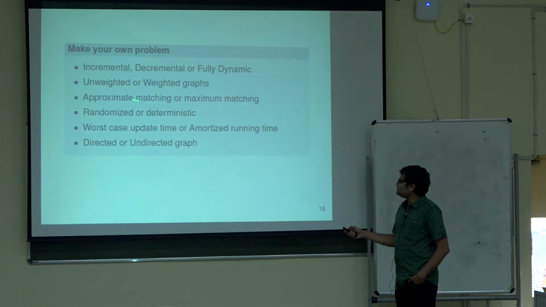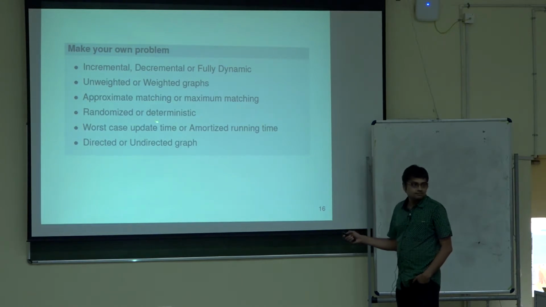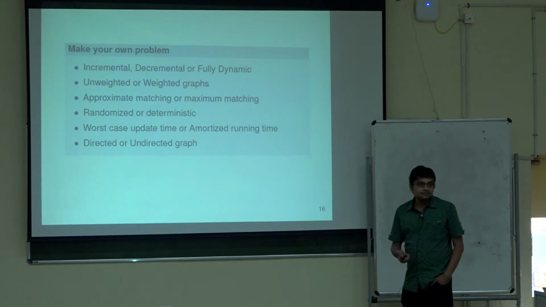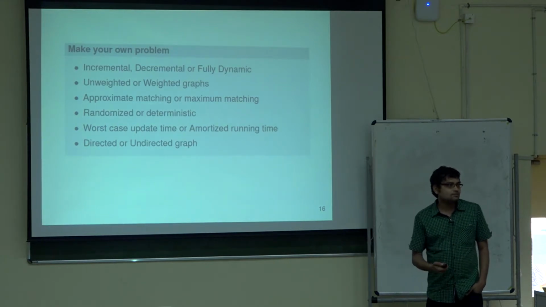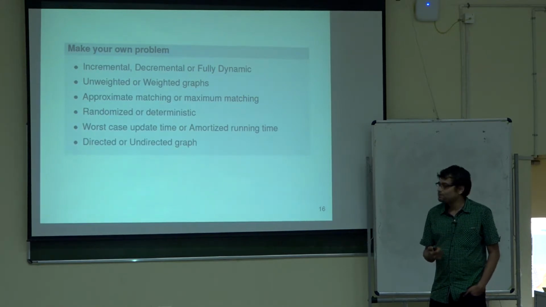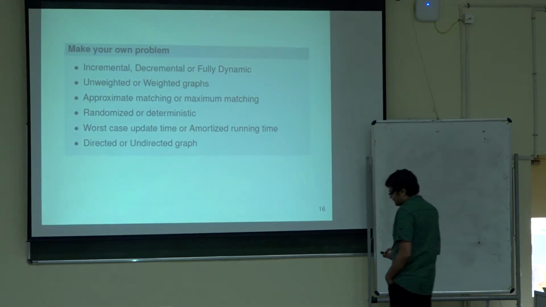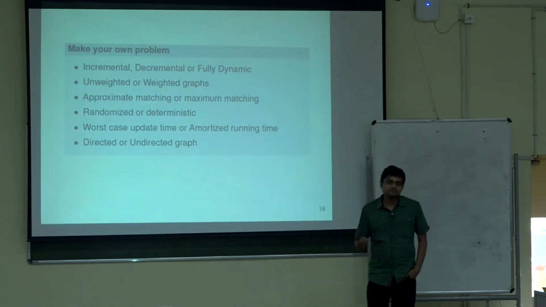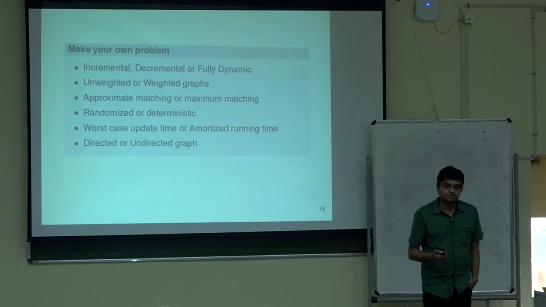Okay. And there is a lot of value to de-randomize them. So there are randomized algorithms, but then people try to de-randomize them and find a deterministic algorithm. Other thing is amortized update time and worst case update time. So the algorithm which I showed you has amortized update time. So can you give a worst case update time? That also has a lot of value. And the last is directed and undirected graph. It doesn't apply for matching, but it applies for single source shortest path and multiple shortest path.